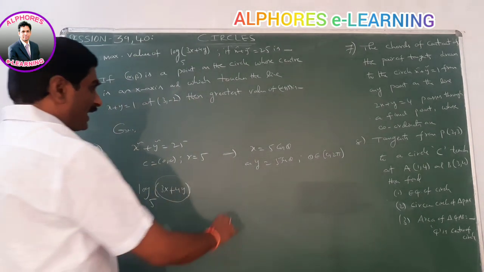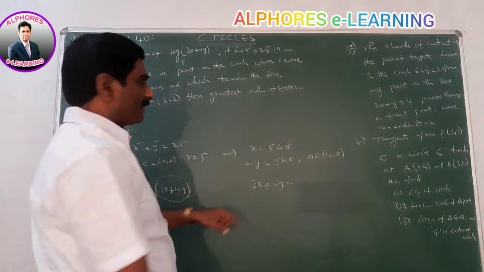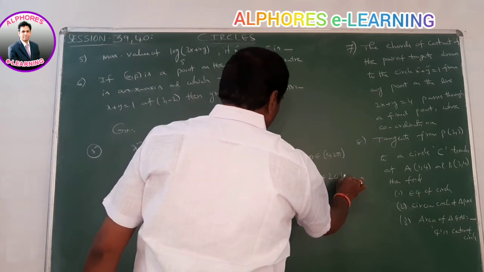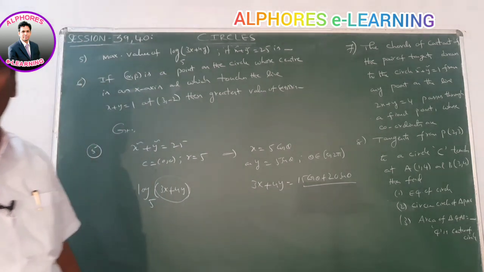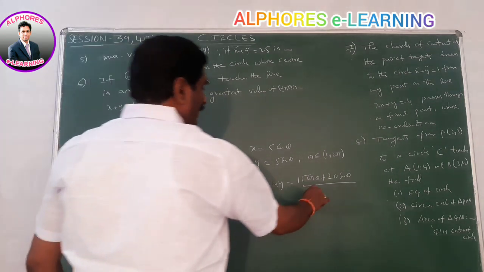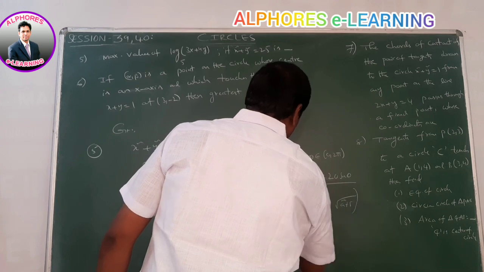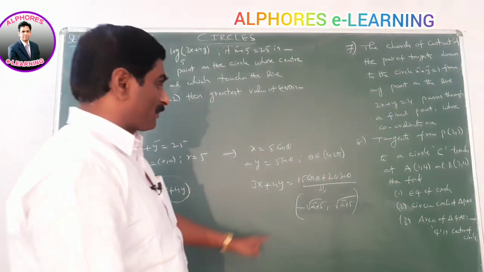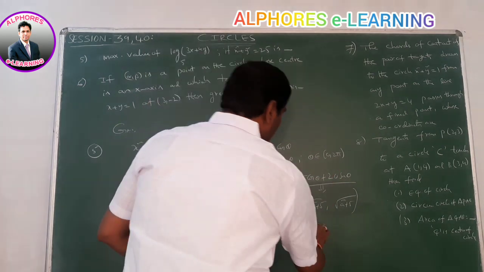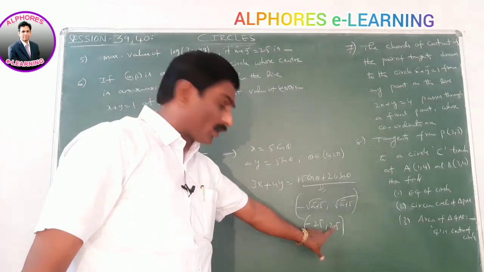Okay, now 3x plus 4y is nothing but 3 into 5 cos theta, that means 15 cos theta, plus 5 into 4, that means 20 sin theta. Now it is in the form of a cos theta plus b sin theta. The range of a cos theta plus b sin theta is minus root over a square plus b square to plus root over a square plus b square. That means root over 15 square plus 20 square, that means 225 plus 400, root 625, that means minus 25 to 25. The range of 3x plus 4y is minus 25 to 25.